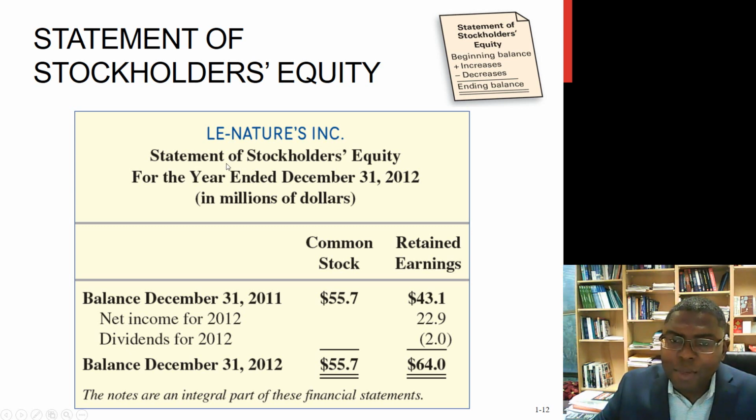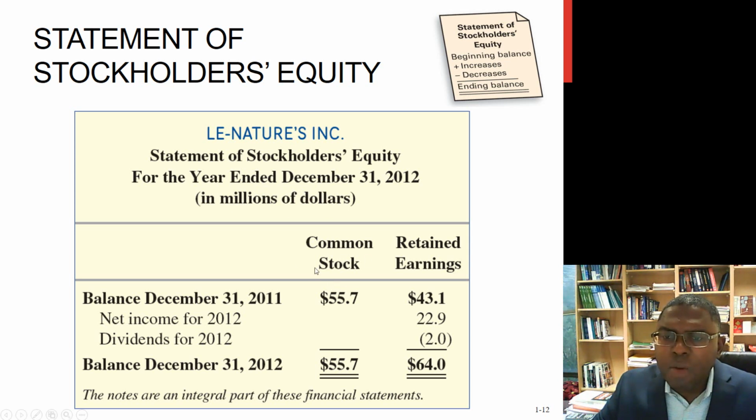The name of the statement, in this case, is Statement of Stockholders' Equity. The period is for the year ended December 31st, 2012. So it covers changes in common stock and retained earnings from January 1st up to December 31st, 2012, for the entire year. And we have the unit of measurement, which is in millions of dollars.